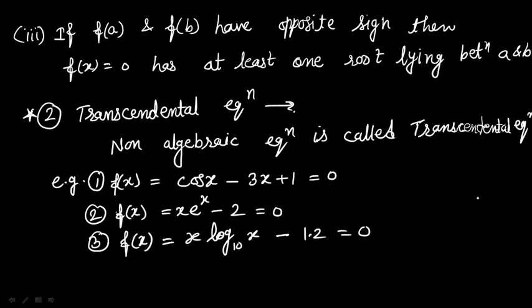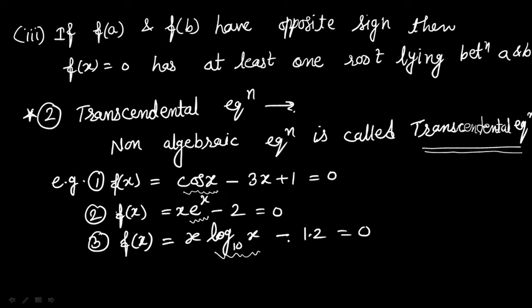Now, transcendental equation, that means non-algebraic equations are called transcendental equations. In short, these equations contain e to the power x term, trigonometric term, or log term. For example, these are the equations: first containing cos x term, second containing e to the power x term, and third containing log x term to the base 10. Therefore, we call these transcendental equations.